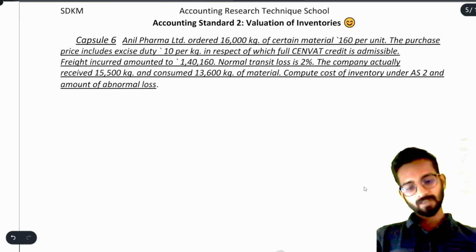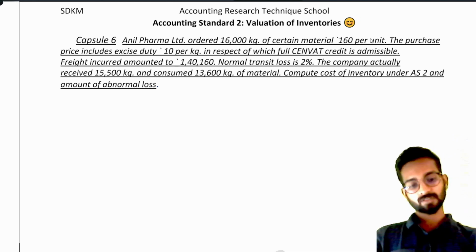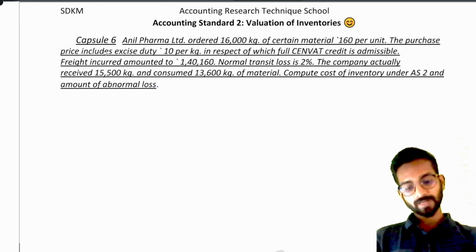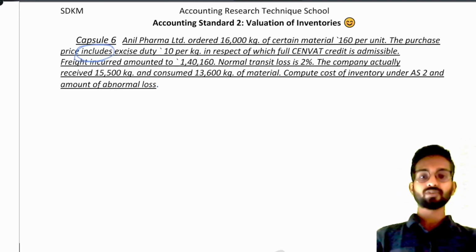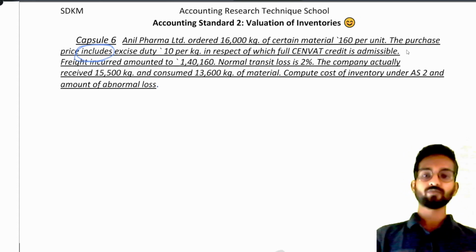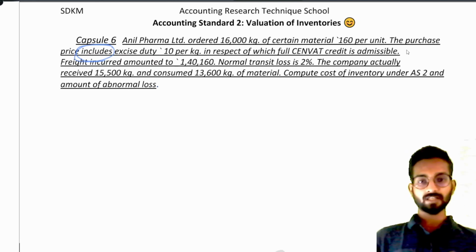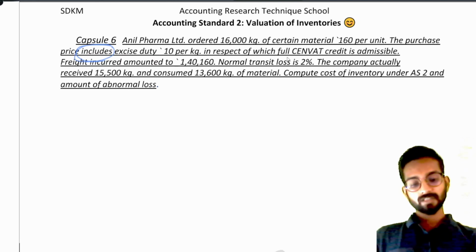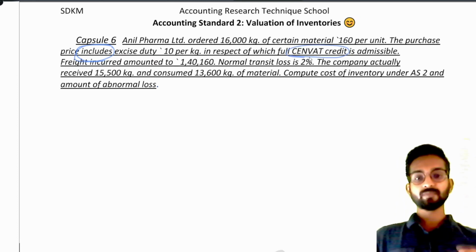Check. Anil Pharma Limited ordered 16,000 kg of certain material at 160 rupees per unit. Okay, so this is our purchase cost. The purchase price already includes excise duty of 10 rupees per kg, in respect of which full Cenvat credit is admissible. See, this you will learn in detail in taxes, but I am just telling you here. It means what? It will receive full Cenvat credit. It means the entire amount is refundable. Whatever tax you have paid, everything is refundable. Now, we learnt that if it is refundable, never add it in the cost.